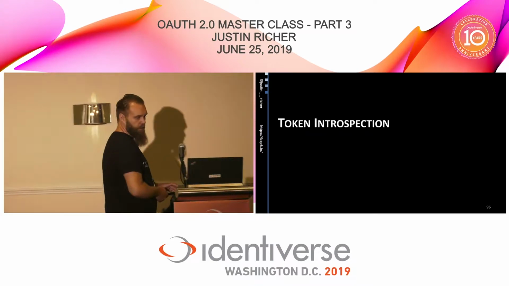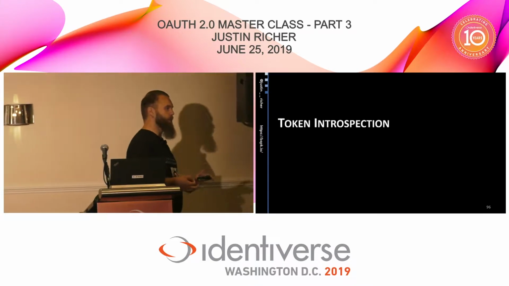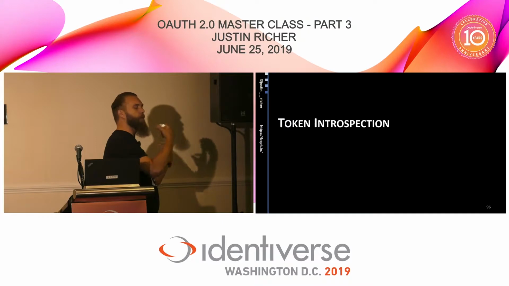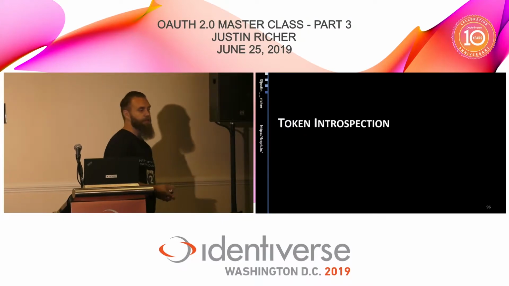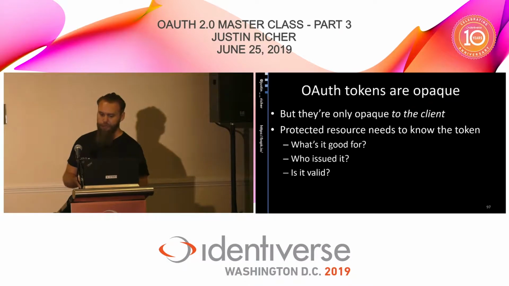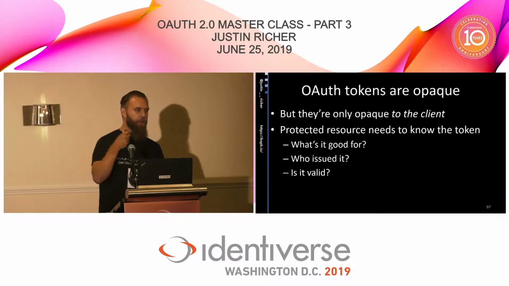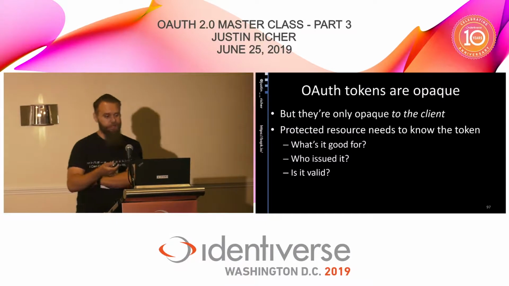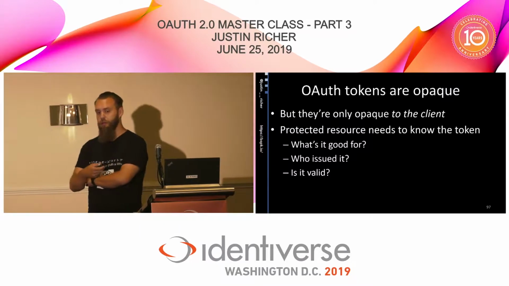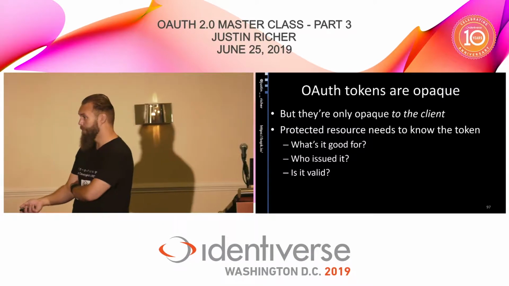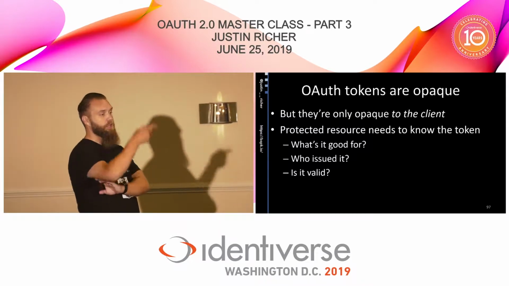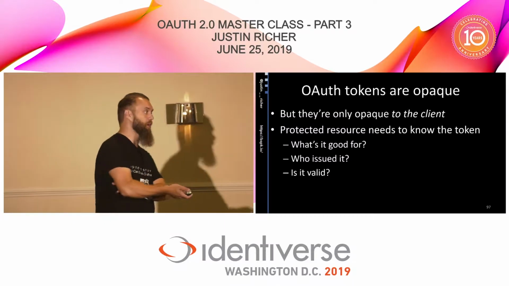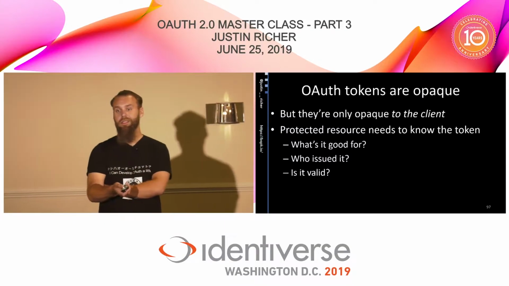People were asking before what I do as an API to manage and deal with, like, how do I know what a token's good for? Get this question a lot. So OAuth tokens are opaque, but they're opaque to the client itself. So the protected resource needs to know what the token's good for, might care about who issued the token. If you've got an API that talks to multiple authorization servers across domains, it's not a common deployment pattern, but it's there. And importantly, is the token even still valid?